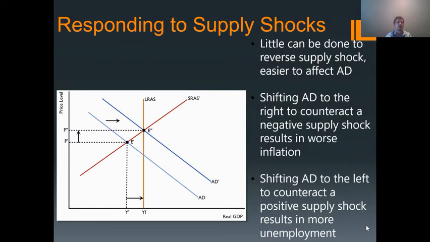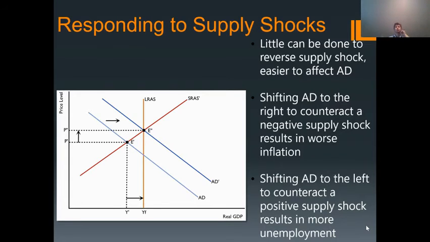And if you try to shift aggregate demand to the left because you're trying to rein in inflation, well, then you're just causing more unemployment. So Keynesianism, when you have a negative supply shock, is really kind of at a loss here. They don't know how to fix it, because either way, you're going to make one of the problems worse. If you're trying for a lower unemployment rate, you're causing more inflation. If you're trying for less inflation, you're causing unemployment.